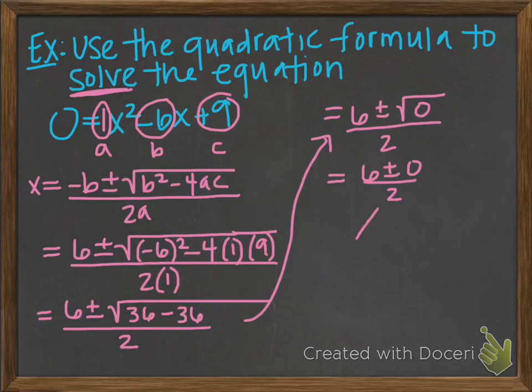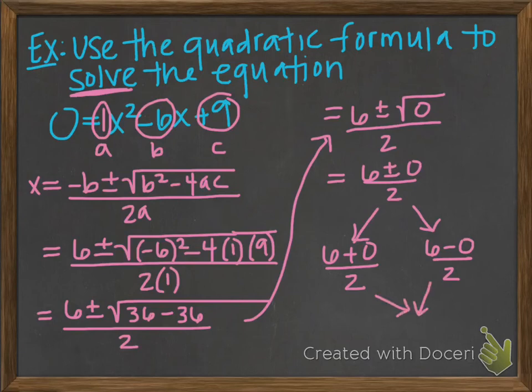Now we're going to go ahead and split it up, but watch what's going to happen. 6 plus 0 over 2, and 6 minus 0 over 2. Well, 6 plus 0 is 6, and 6 minus 0 is 6. So basically these are the same thing. They both simplify to 6 over 2, which equals 3.